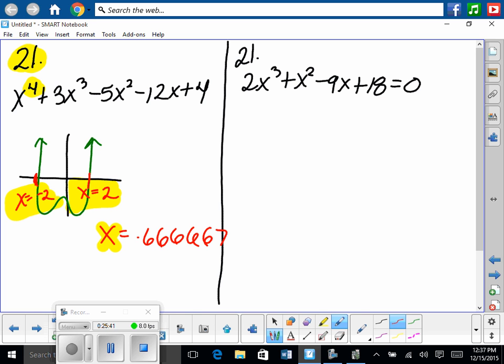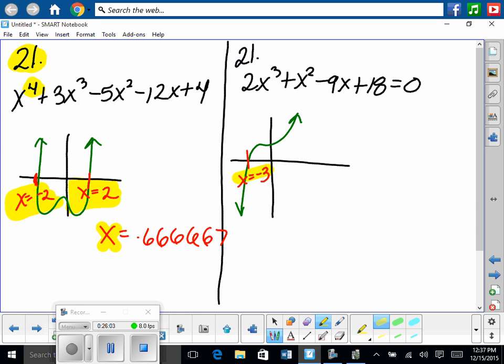On 21, so I graph it once again on my graphing calculator. And I get something that looks like this. I do second trace, I find the 0, and it looks like it's at -3. And that's the only place it crosses. That's the only whole number root. So x is equal to -3.